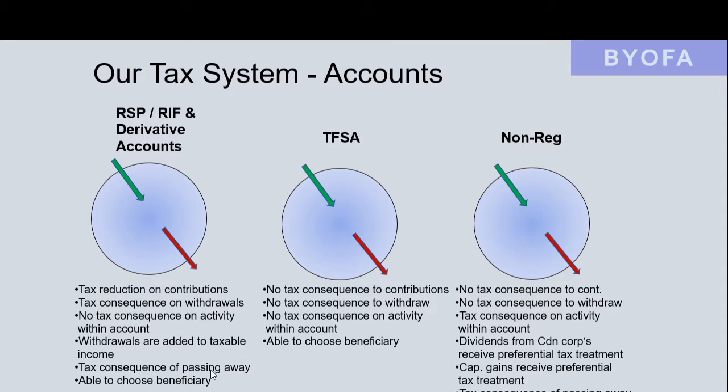There is the tax consequence of passing away. If you don't have a spouse and you pass away, the full balance of the account is added to your taxable income on your final tax return. And with an RSP, you're able to choose a beneficiary. This is important. By choosing a beneficiary, you avoid the whole probate process, and it doesn't go through the will process.